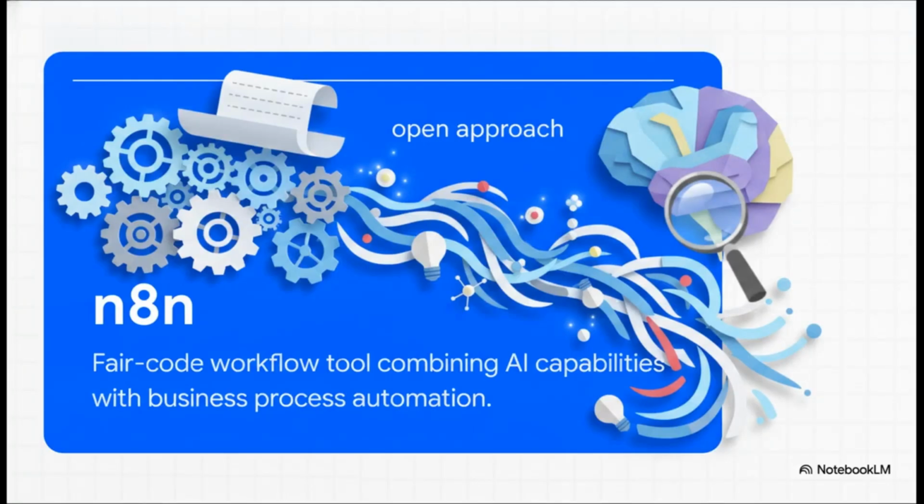So, according to the official documentation, n8n is a fair-code licensed workflow automation tool that fundamentally combines AI capabilities with business process automation. Now, I really want to highlight two things here. First up is that fair-code licensed part. Basically, this means it offers a highly accessible, open approach to software distribution. It gives you immense flexibility in how you deploy and use it, meaning you can run it on their managed cloud or just host it yourself.